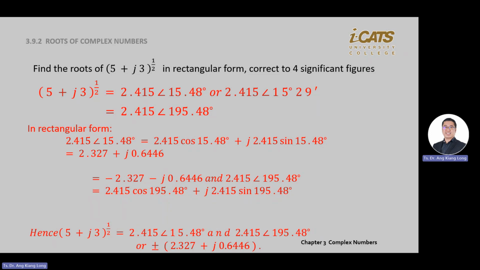Then you do the calculation for cos and sine to get it in a simpler form. It is plus minus 2.3 and j is 0.64.